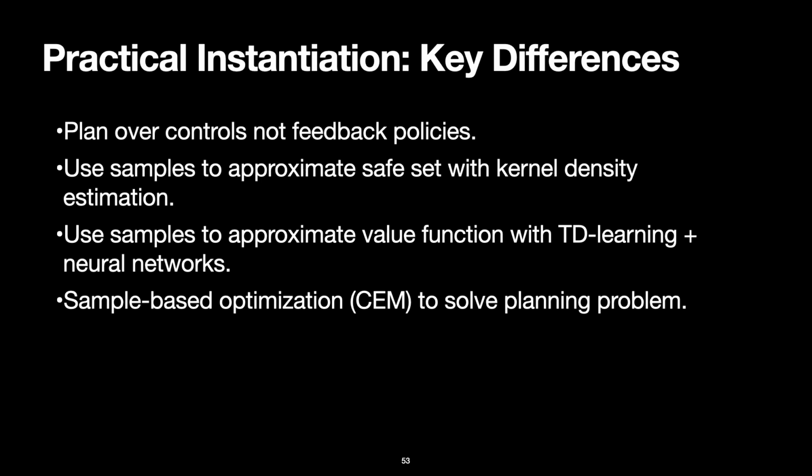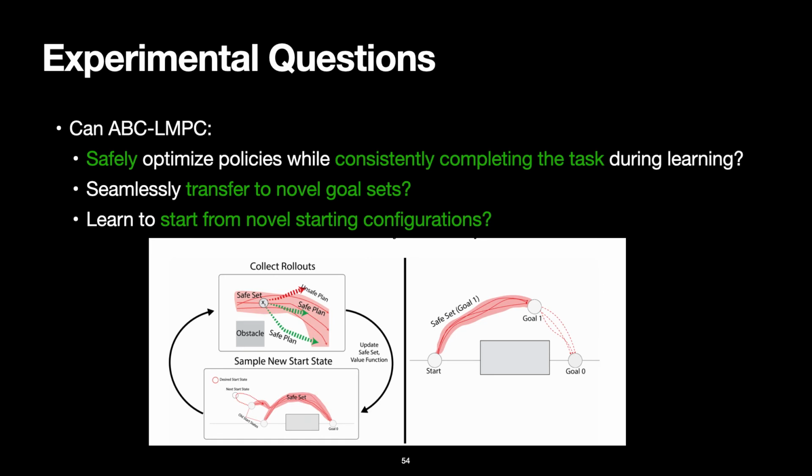In this section, we will present simulation experiments in 3 stochastic nonlinear systems, evaluating whether the relaxed practical algorithm can safely optimize controllers and consistently complete the task during learning, seamlessly transfer to novel goal sets, and learn to perform tasks from novel starting configurations. For all experiments, a trajectory cost less than 50 implies convergence to the goal set from the current start state. We first present experiments evaluating whether ABC-LMPC can maintain feasibility and performance improvement when the start state and goal sets are fixed.